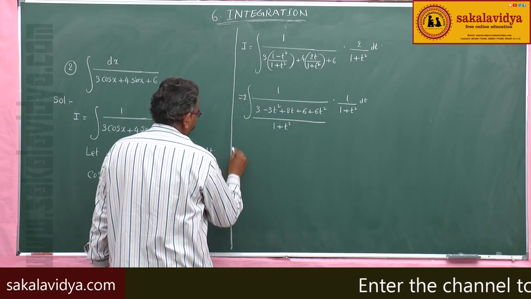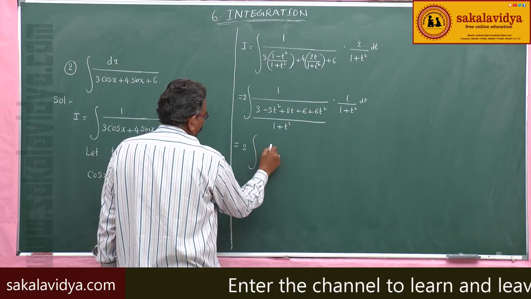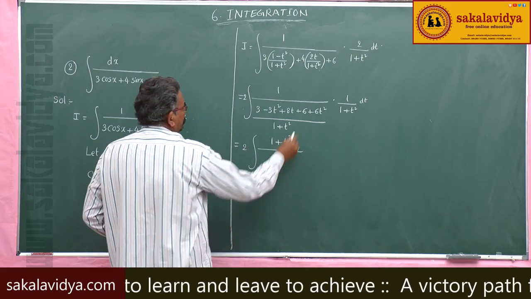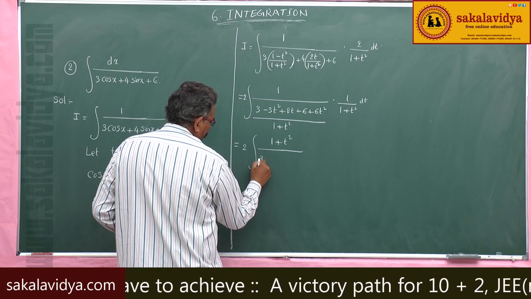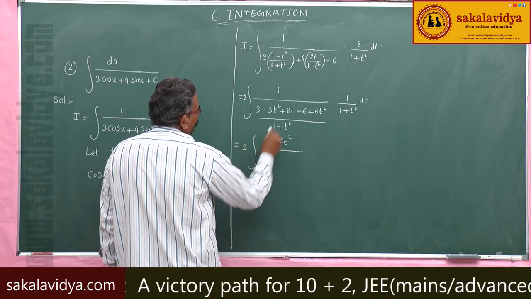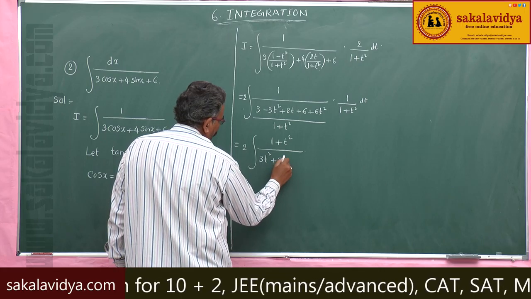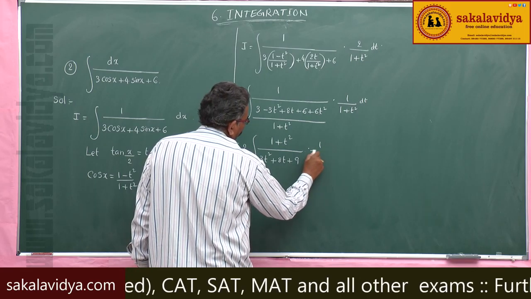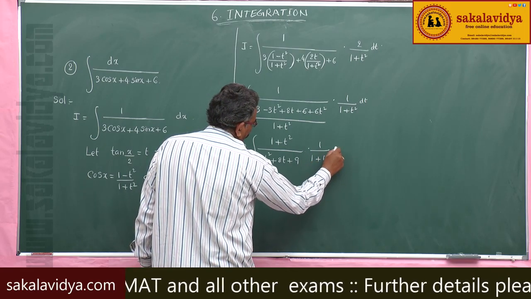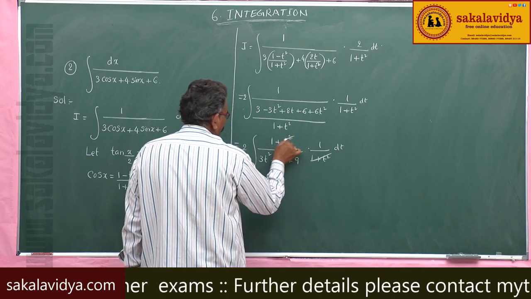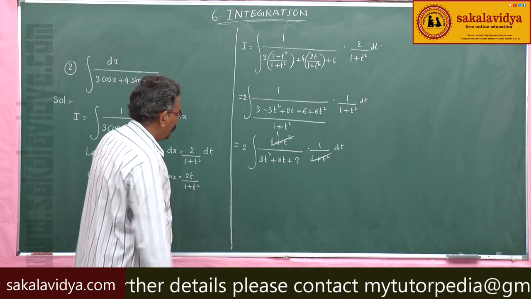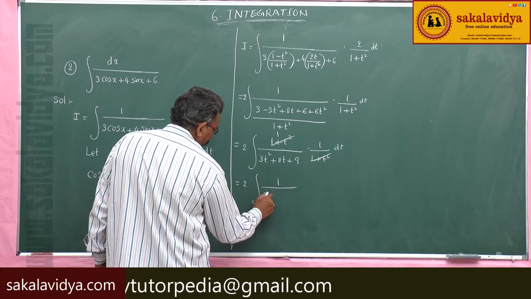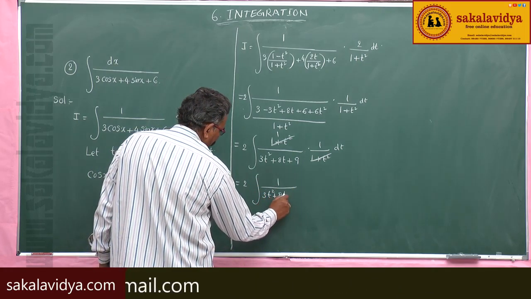This comes up as 2 times the integral of 1 plus t square by 6t square minus 3t square, that is 3t square, plus 8t plus 9, 6 plus 3 is 9, into 1 by 1 plus t square dt. The 1 plus t square cancels, and we have 2 times the integral of 1 by 3t square plus 8t plus 9 dt.